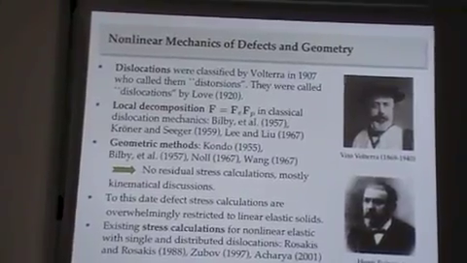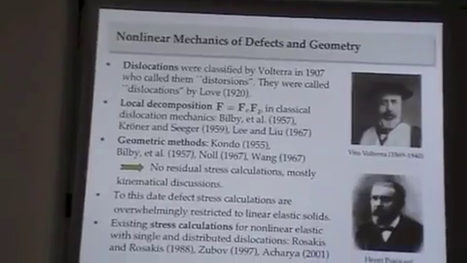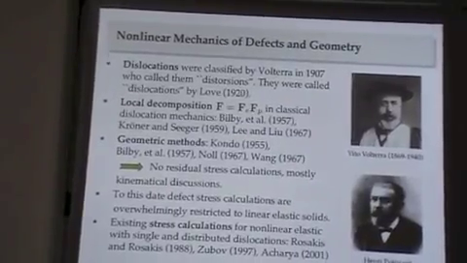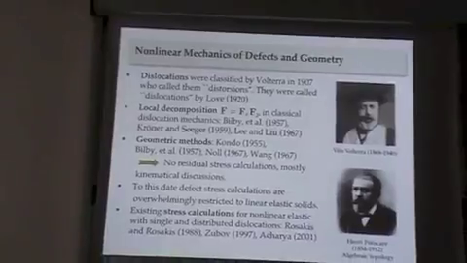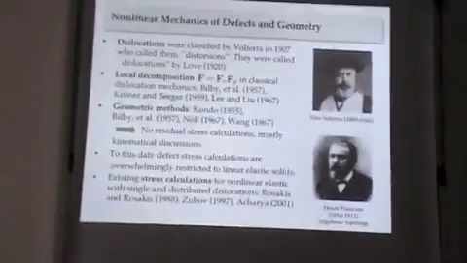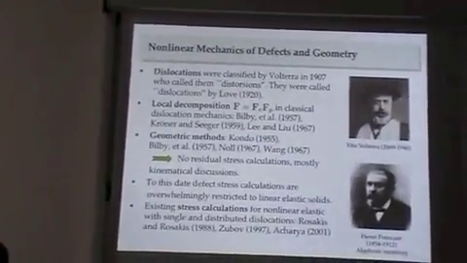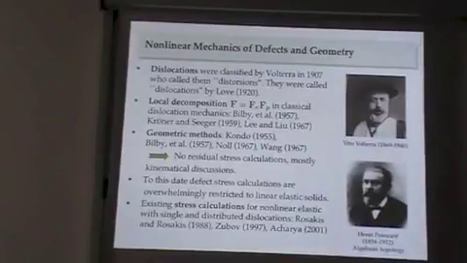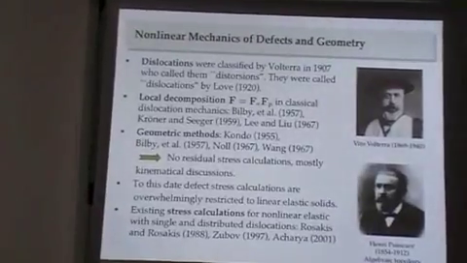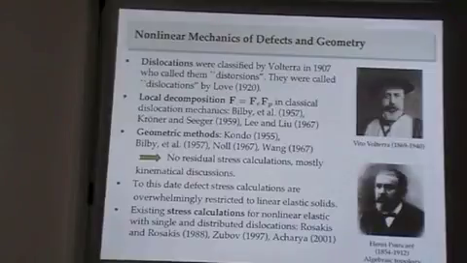So, dislocations were classified by Volterra, a great Italian mathematician. He talked about dislocations at least 20 or 30 years before anyone was able to see them experimentally. He called them distortions, and what we call dislocations were called dislocations by Love, a mathematician in the UK. So let me just quickly mention these things about defects.